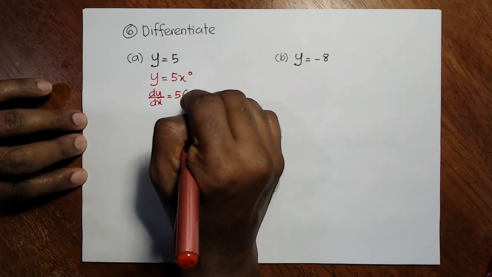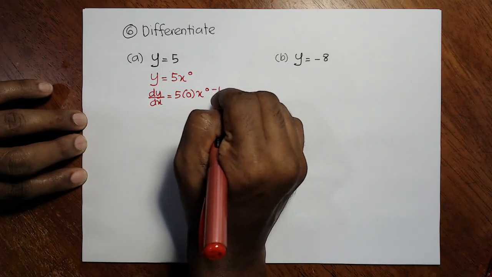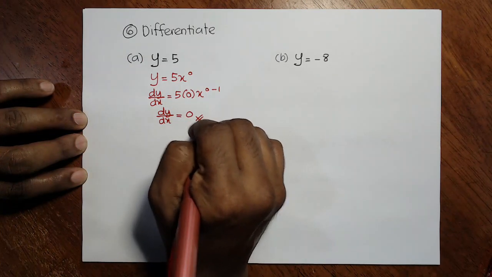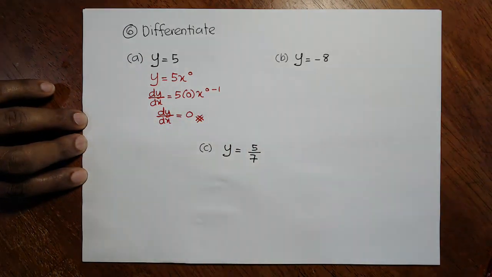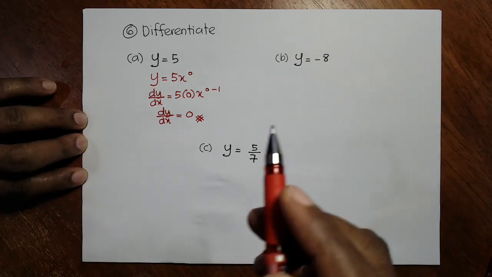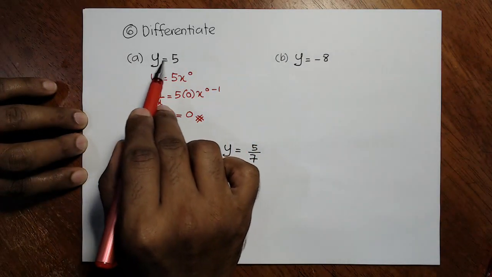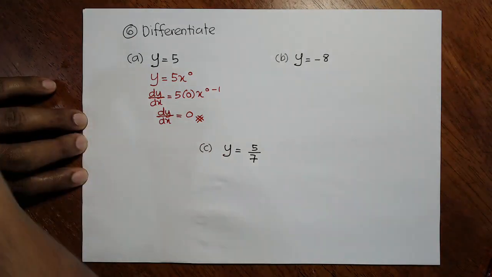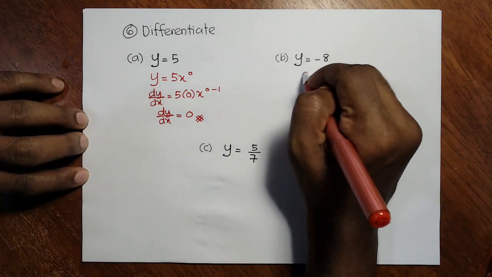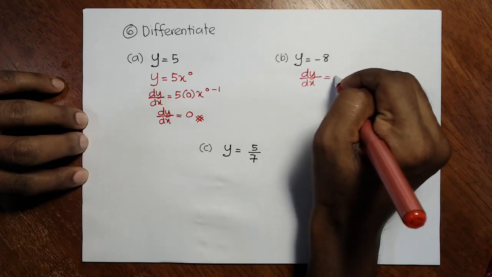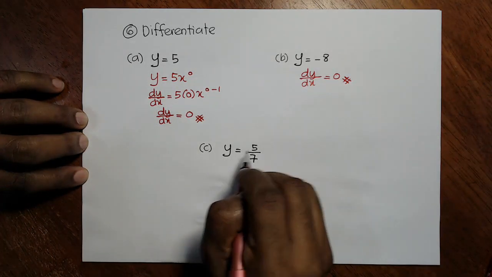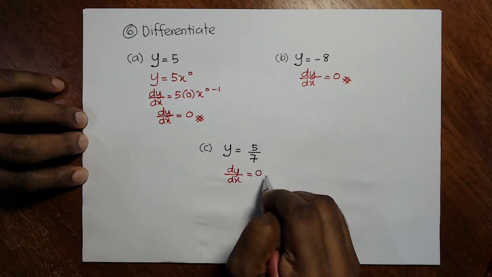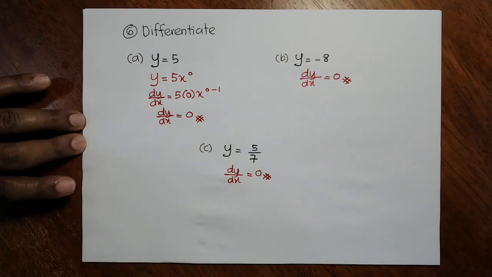0 you bring in front, 5 times 0, x to the power of 0 minus 1. So dy dx actually is 0, because, you know, 5 and all these times by 0, you're going to get 0. So the logic is, if the equation is y equals to a number, then dy dx will be just 0. So you don't have to show the working. For example, here we have y equals to negative 8, so you can straight away answer dy dx equals to 0. Right. If y equals to 5 over 7, a fancy number, it doesn't matter. Dy dx will still be 0 because there's no x there. Right. Next one.